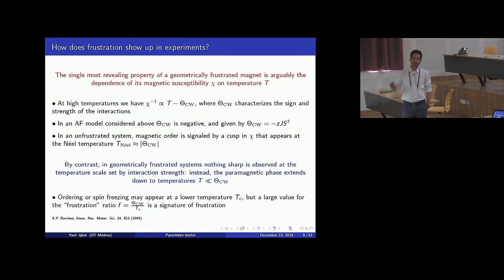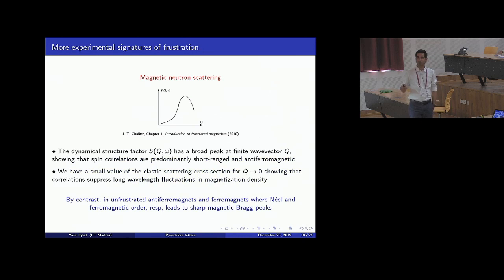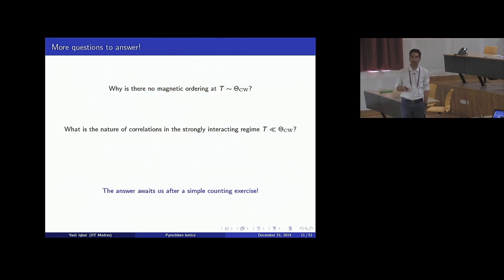And indeed, the frustration ratio, which is the ratio of the modulus of the Curie-Weiss temperature to the ordering temperature, tells you the degree of frustration in a magnet, and this is what experimentalists typically use as a working definition of frustration. If you do neutron scattering, the dynamical structure factor would show no sharp peaks at any finite wave vector Q, and there will be a very small value of the elastic scattering cross section. Whereas if you take an unfrustrated antiferromagnet or a ferromagnet, the Néel and the ferromagnetic order would lead to very sharp Bragg peaks. So the question arises: why is there no magnetic ordering at a temperature set by, say, the Curie-Weiss temperature?